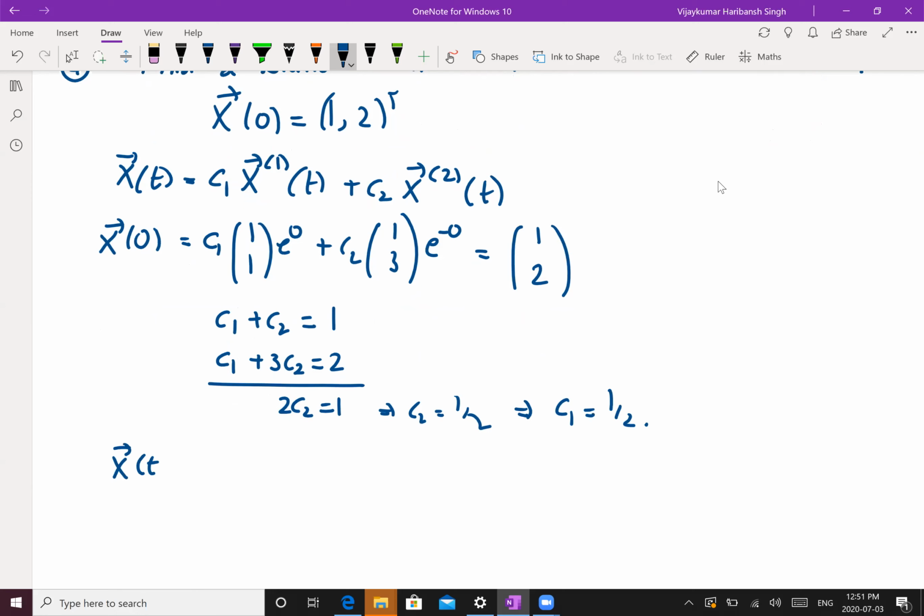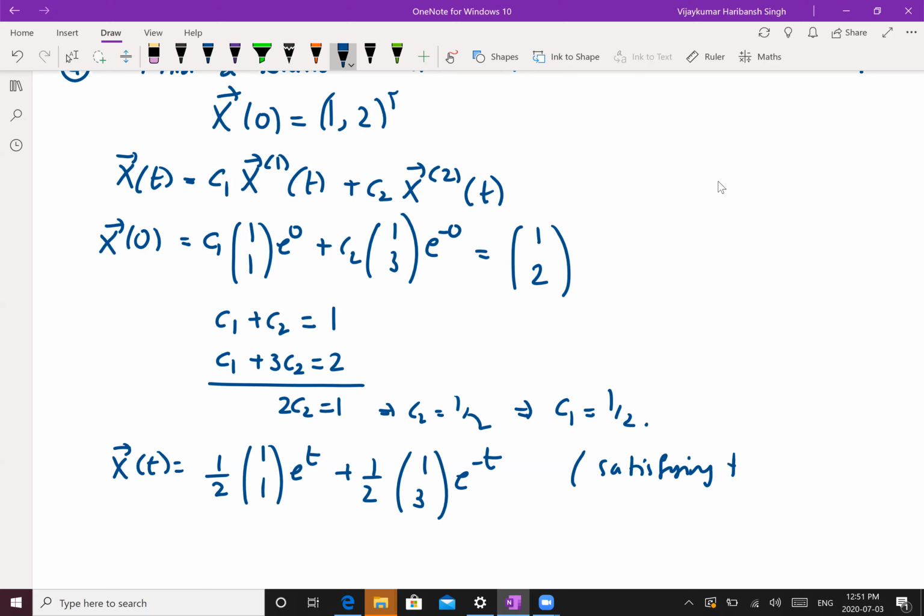Therefore, the solution satisfying this initial condition is x of t equals half times 1, 1 e to the t plus half times 1, 3 e to the power minus t. So this is your solution satisfying the initial condition.